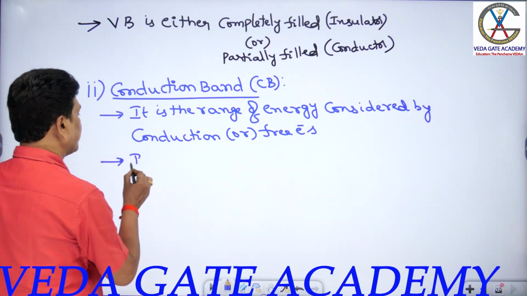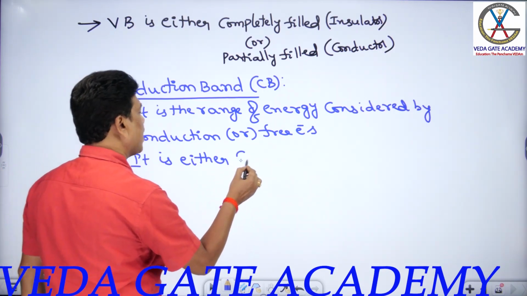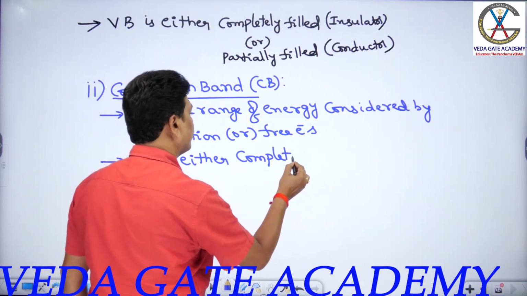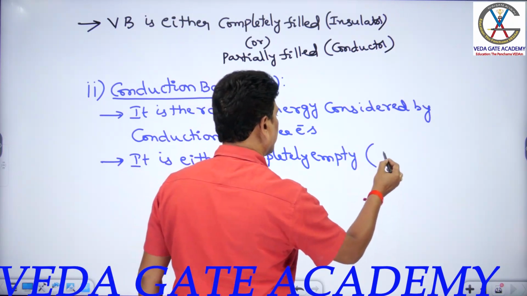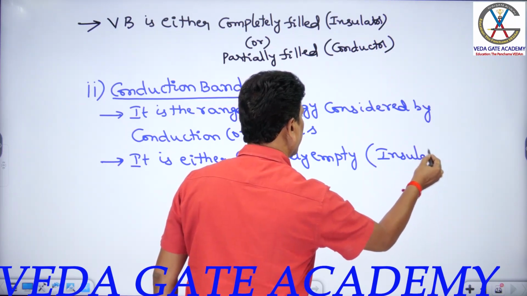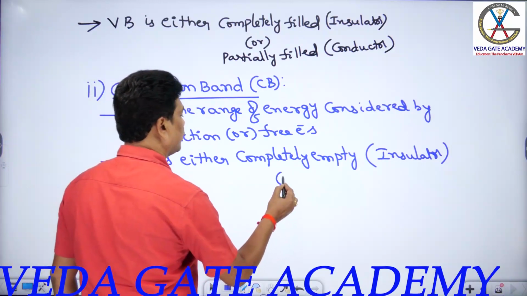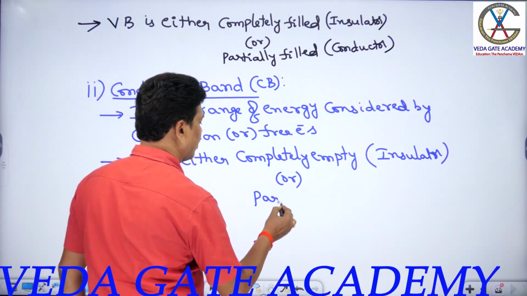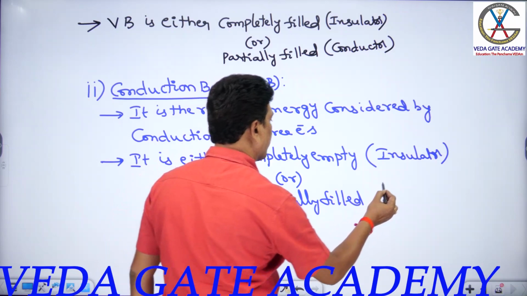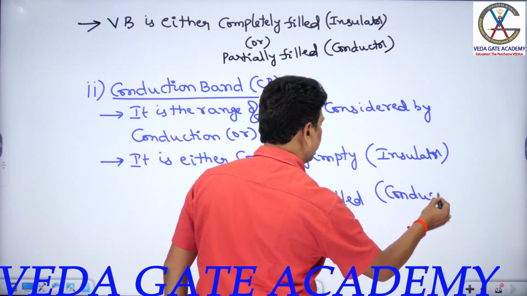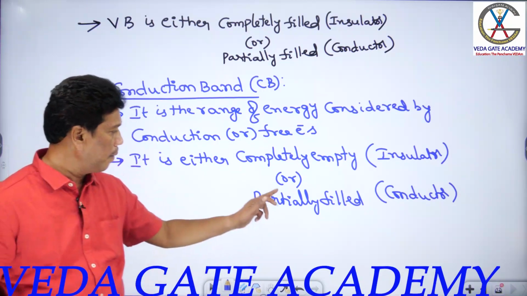It is either completely empty. Where do you get this? In insulators, because all the electrons are in the valence band in an insulator only, right? It is either completely empty, or partially filled, which you get in conductors. So it is either completely empty or partially filled.